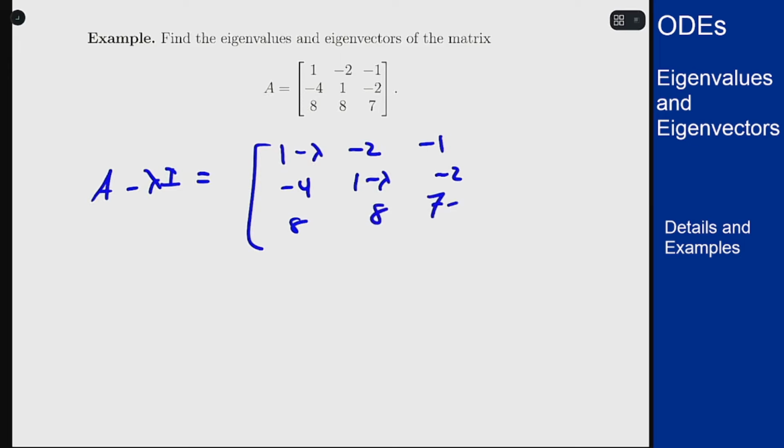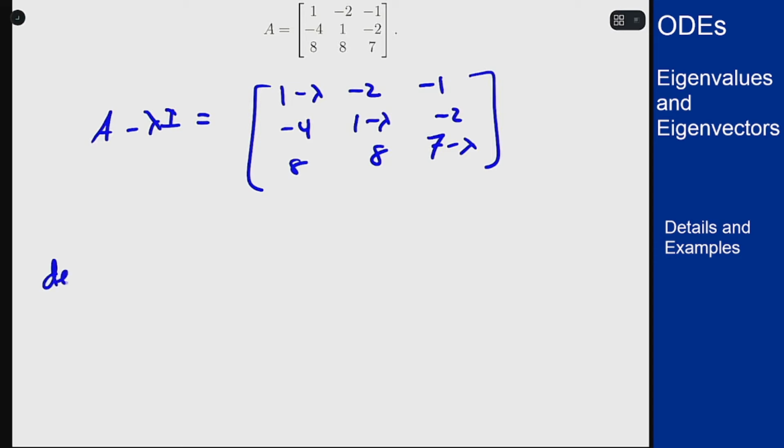8, 7 minus lambda. So looking at this matrix, there seems to be no really nice, neat way to go about row reduction to make this look nicer, unless you wanted to swap some columns around, do some weird stuff. So we're just going to go right at this determinant with cofactor expansion along the first row and see what that gets us for this determinant. So determinant of A minus lambda I, expanding along the first row.